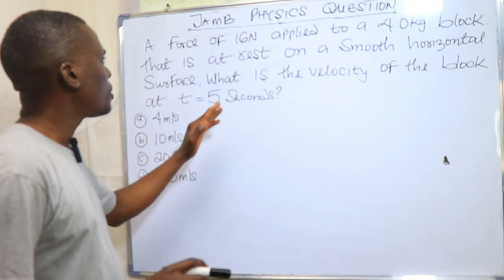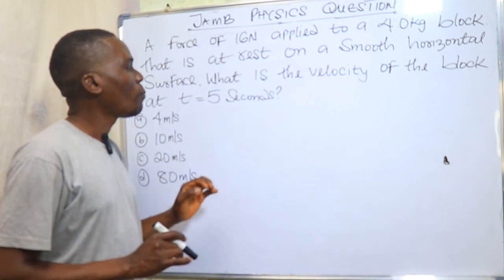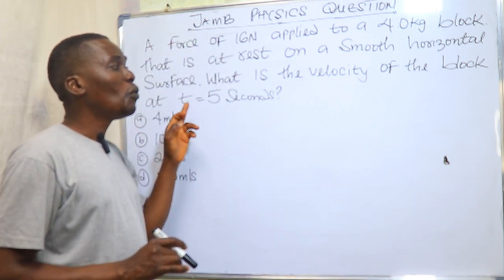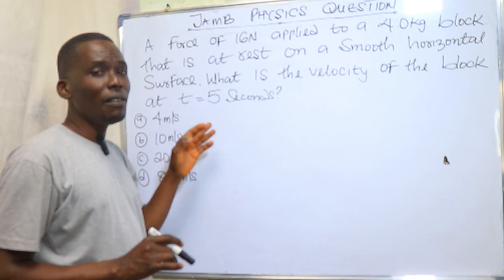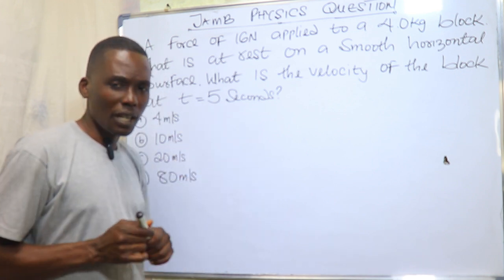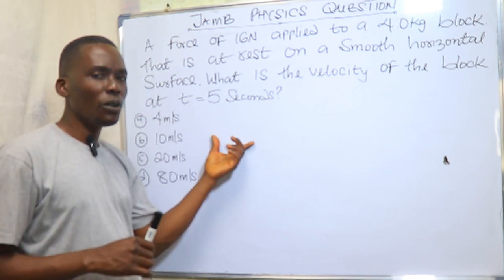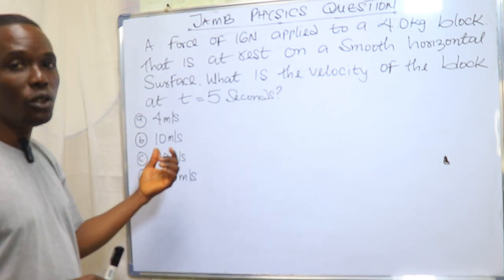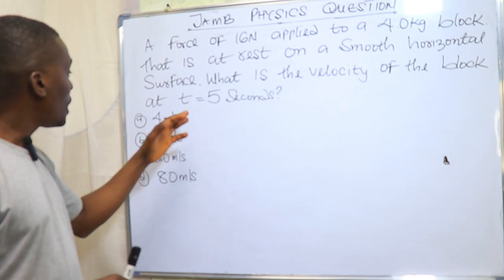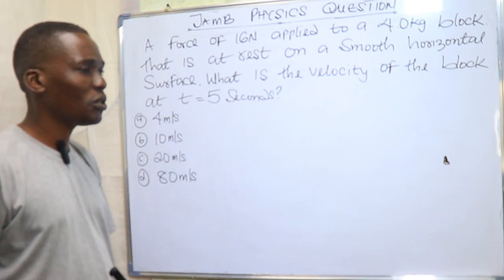They give us a force of 16 Newton that starts to push the block. They then tell us to find the velocity if the time that force pushes the block is 5 seconds. This is a question you can see in your JAMB UTME exam hall. Now these are the options they gave us. So how can we analyze this question?